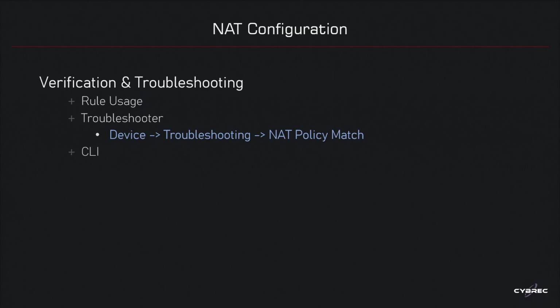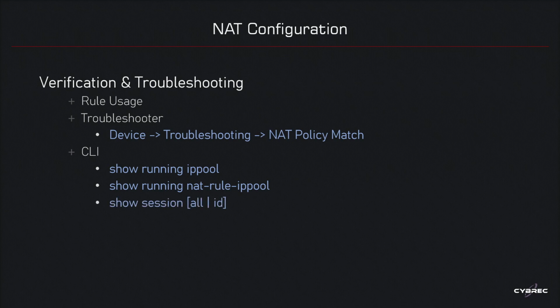And then we've got a bunch of CLI commands. We will use show running IP pool to check out the pool, show running NAT rule IP pool, or show running NAT policy to see the policy rules on the command line and to see the allocation from the pools for the dynamic NAT.